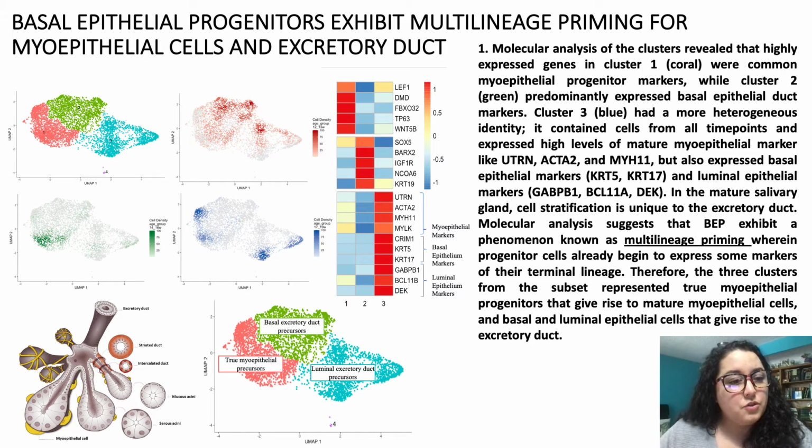Since we were able to identify these very distinct markers in each of these clusters of progenitor cells, this suggested to us that basal epithelial progenitors exhibit a phenomenon known as multilineage priming, wherein progenitor cells already begin to express some of the markers of their terminal cell fates.